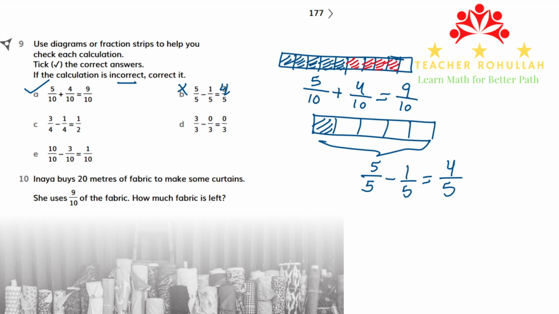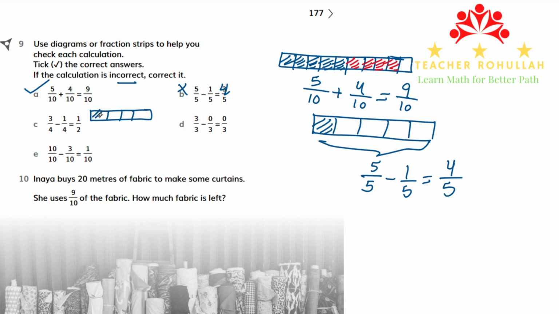Part B is solved. Let's go to part C. In part C, we have 3/4 minus 1/4. 3/4 minus 1/4 is equal to 1/2. Let's see if it is equal to 1/2 or not. I can draw the diagram here. I will make the diagram smaller and cut it into 4 equal parts.